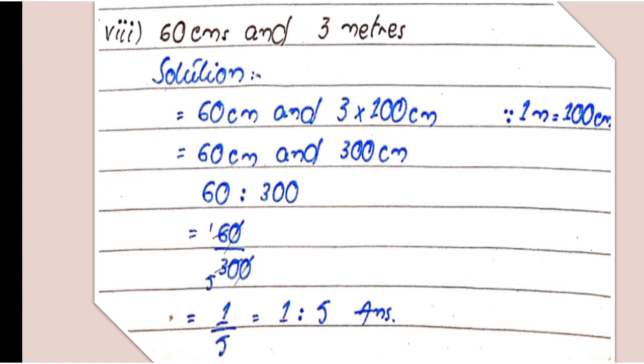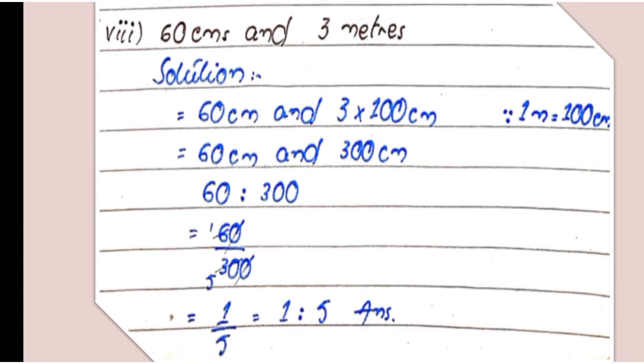Write it as a fraction, 60 upon 300. Zeros will be cancelled and we are left with 6 upon 30. Now 6 ones are 6, 6 fives are 30, and we are left with 1 upon 5, which we can write as 1 is to 5. Now do the remaining parts of question number 1 yourself.